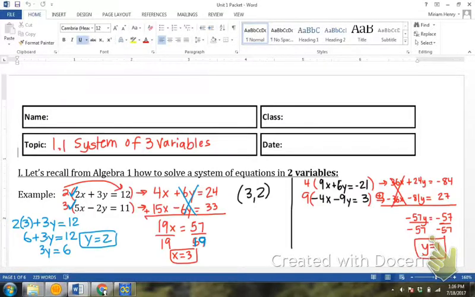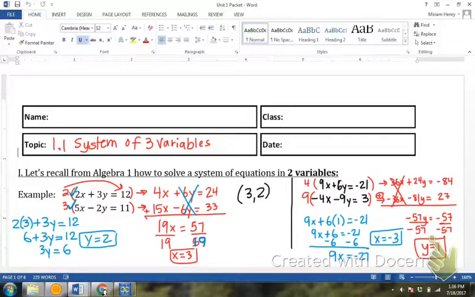Okay, so now that we know that y is 1, we're going to plug it back in. Again, it doesn't matter which one you plug it into. I'm getting x to be negative 3. So I have x is negative 3 and y is 1. Anybody else have that answer?